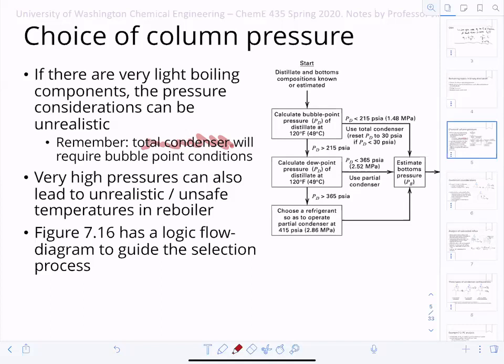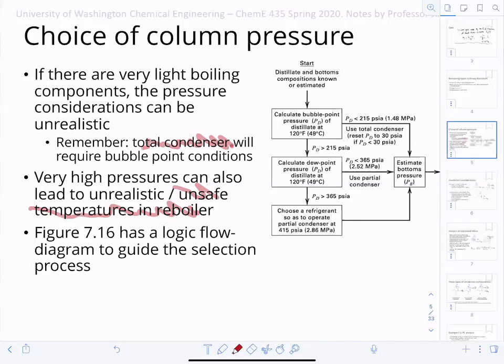So a common error in Aspen is when you use a total condenser and you have a component like methane or oxygen in there, and Aspen can't really calculate the right thermochemistry to condense that. So the selection of pressure becomes really important in understanding how you'll build the column and how you'll model it. The other thing that is really important to think about is that if you operate at ambient conditions or lower pressures, you can get very, very high temperatures, which can be unsafe or can damage product in the reboiler.